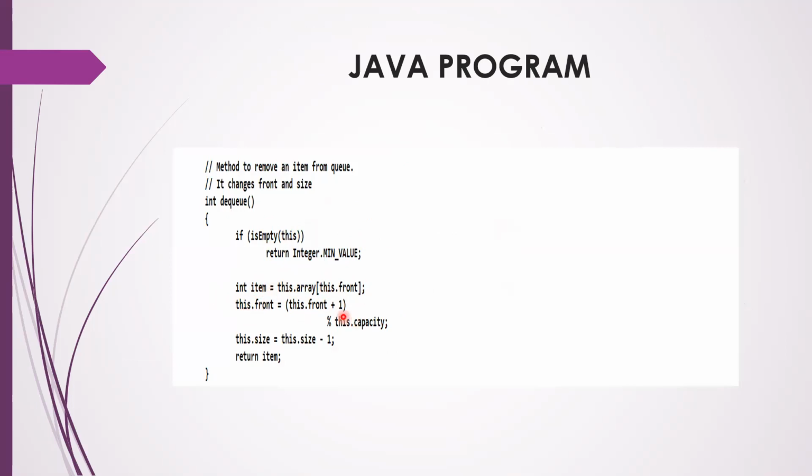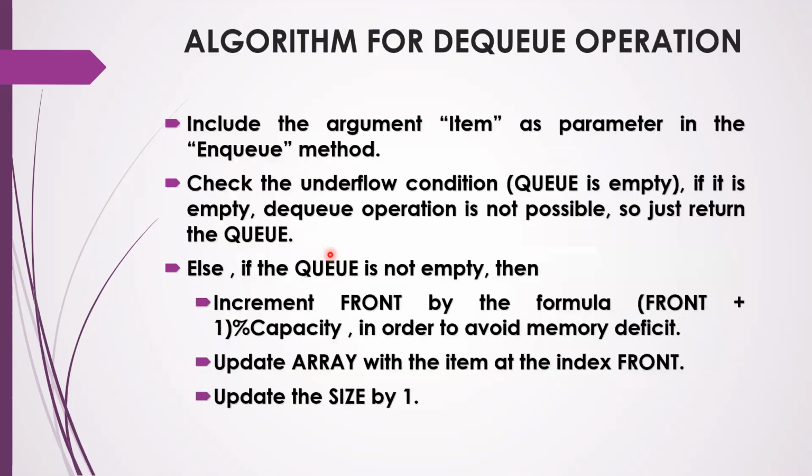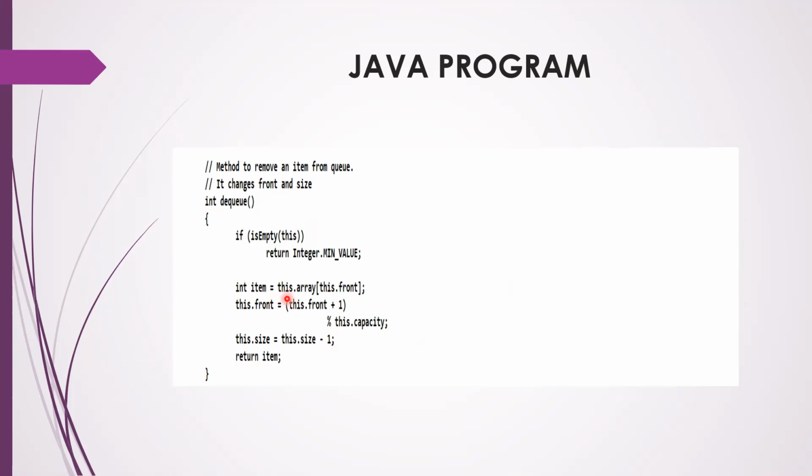Now you have to increment the front. So this.front is equal to (this.front + 1) % capacity. The same as here, but here, first you increment rear and then insert an item. Here you have to first give whatever element is at the front to the item, and then increment the front. And then this.size is equal to this.size minus 1.